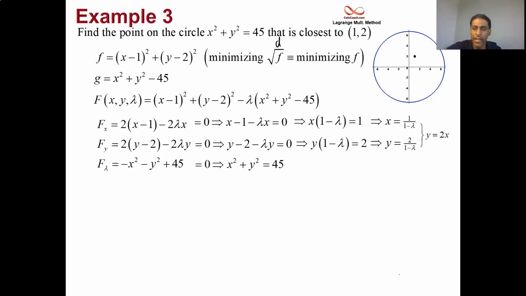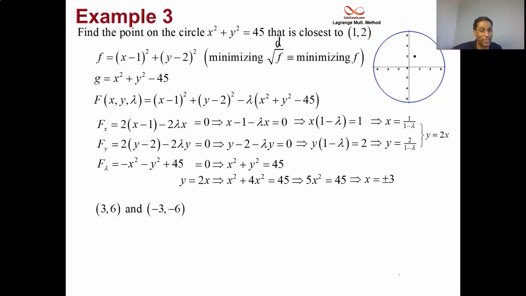Okay? That's what you need. Well, what do you do with that? Once you have the relationship between y and x, you take that into the constraint. Replace the y with twice the x. And you'll have 5x squared equals 45. So that's nice because x squared equals 9. So x is plus or minus 3. And if y is double x, then you're going to have the point (3, 6) and the point (-3, -6). These points are on the line.